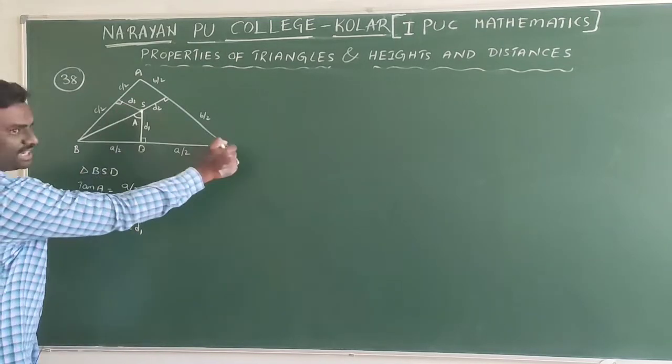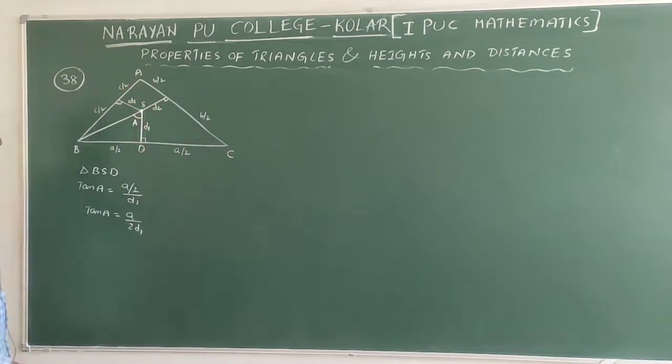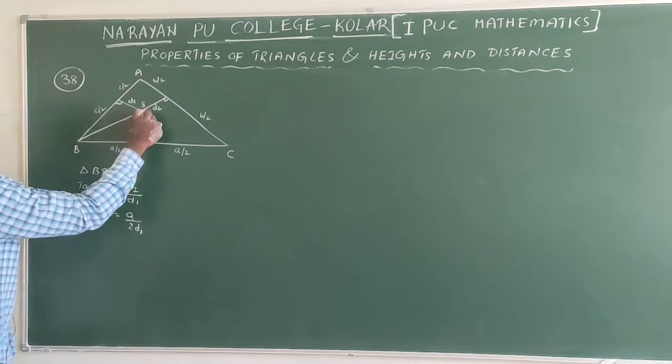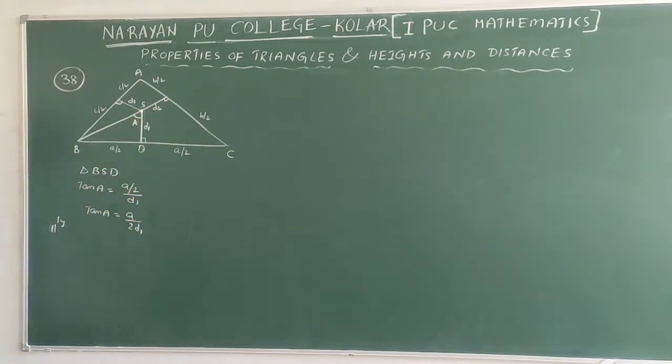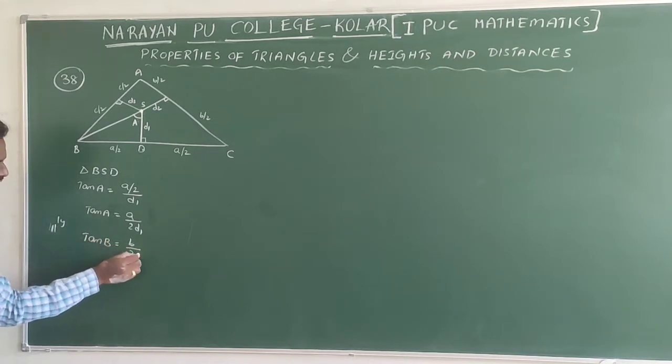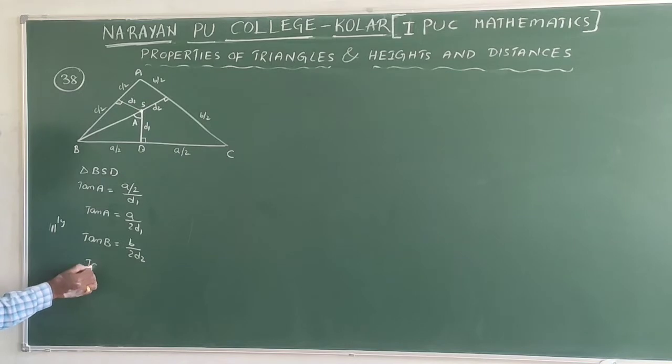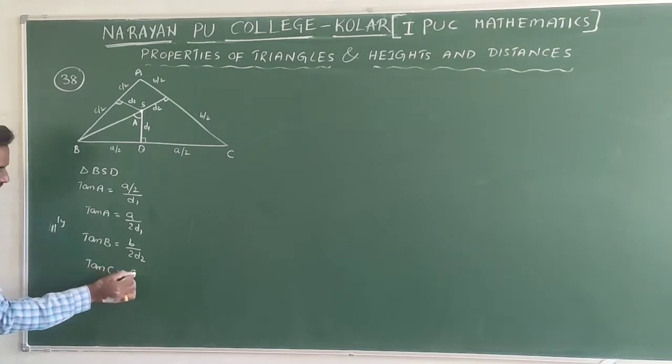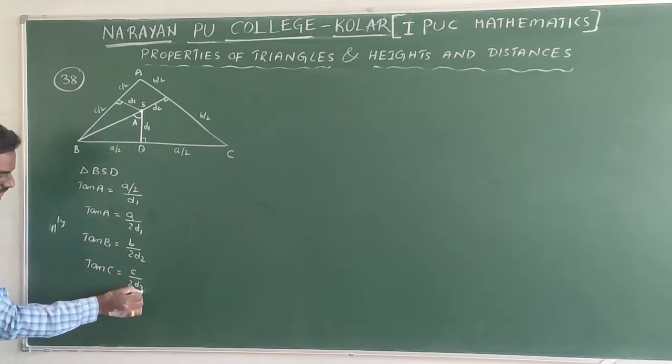Similarly, you take this triangle for tan B. That's why I am not writing it out. If you take this triangle, you will get B by 2 D2, C by 2 D2 like that. Now, tan B is B by 2 D2. Tan C is C by 2 D3.